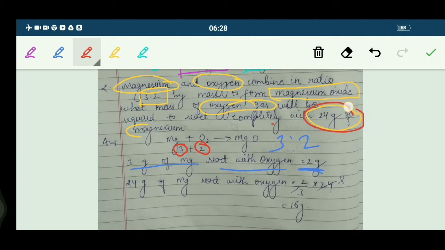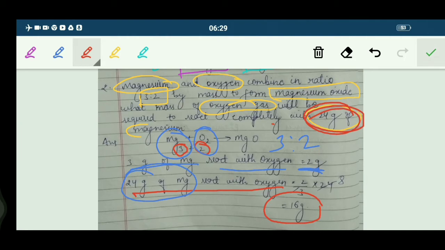But we need to find out for 24 gram of magnesium. So 24 gram of magnesium reacts with oxygen, the answer would be 2 divided by 3, the mass of the oxygen divided by the mass of the magnesium, into 24. Why? Because we need to find out for 24 gram of magnesium. So 3 1s are 3, 3 8s are 24. Simply multiply these two, we get the answer 16. I hope this is clear.